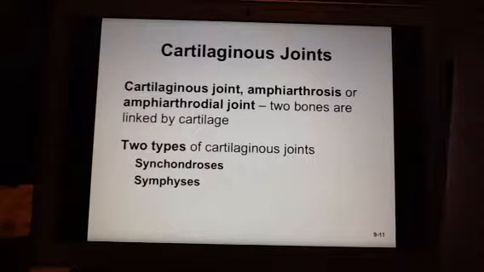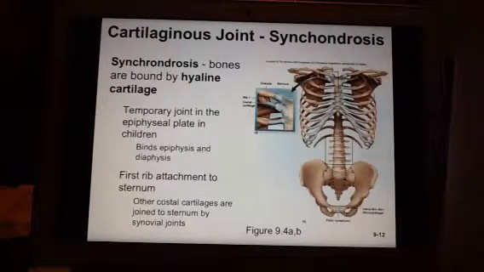So our next category are cartilaginous joints. The 2 bones are linked by cartilage, and there's 2 types of these: synchondrosis and symphysis. Synchondrosis are bones that are bound by hyaline cartilage, and we see this in a temporary joint at the epiphyseal plate in children, which you learned about in the previous chapter. And then it also is how the first rib is attached to the sternum. So those are 2 examples of cartilaginous joints that are specifically bound by hyaline cartilage.